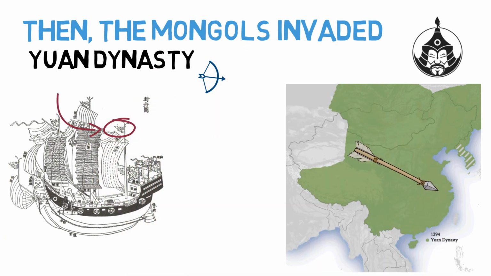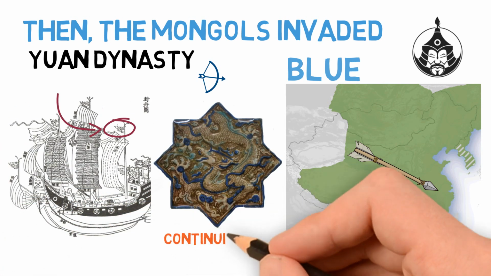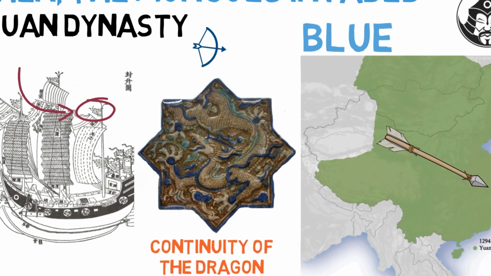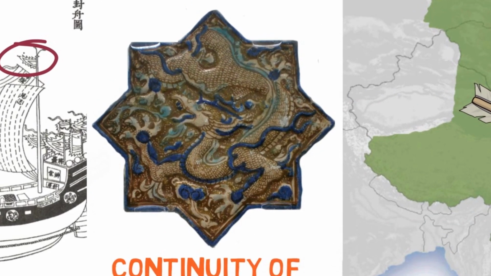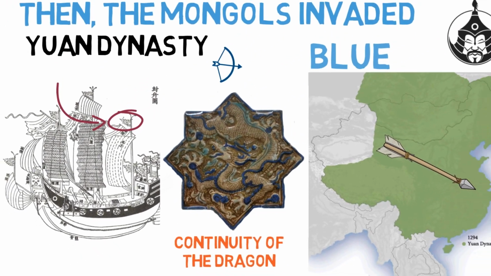However, it is said that they used blue to represent themselves. There are also some wall tiles which lasted until today, where dragons are depicted, showing the continuity of this symbol throughout Chinese history. Following the collapse of the Mongols, we have the Ming dynasty from 1368 to 1644.